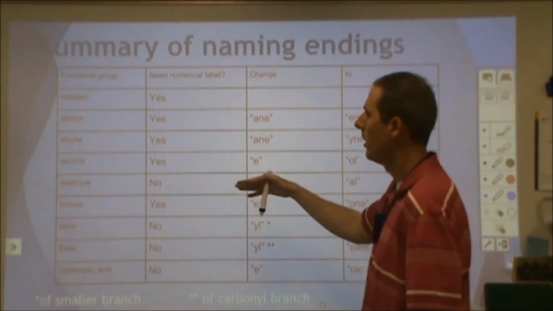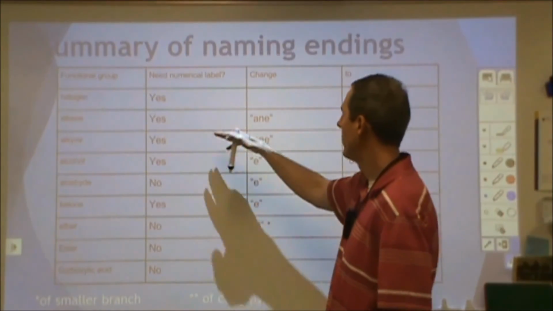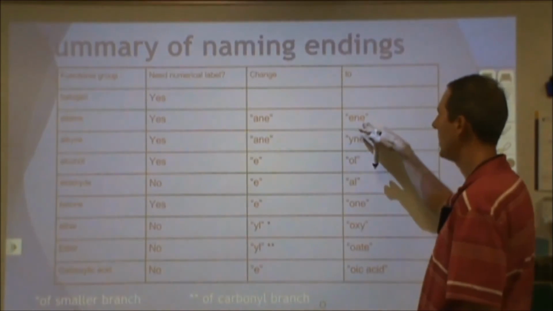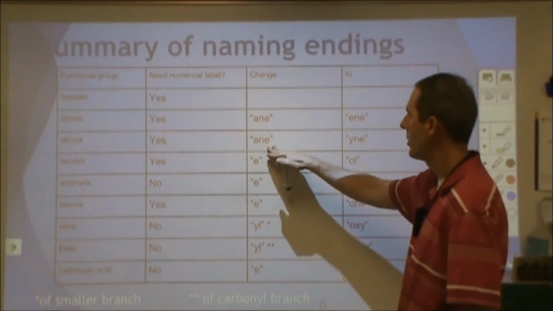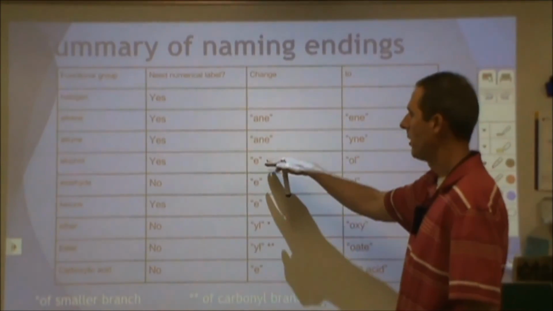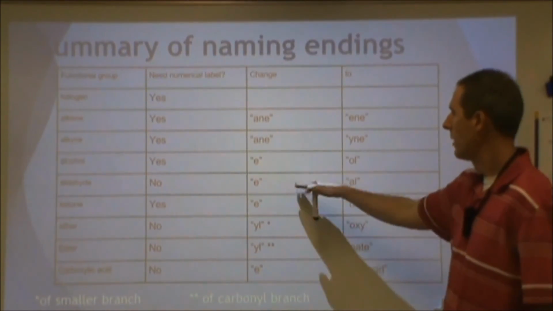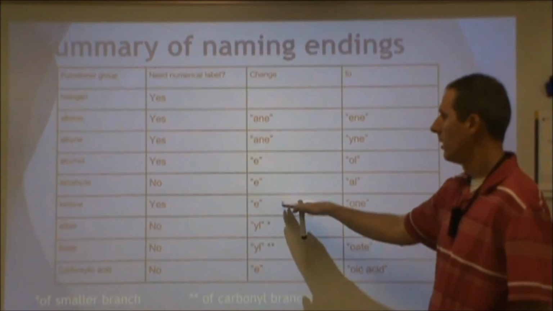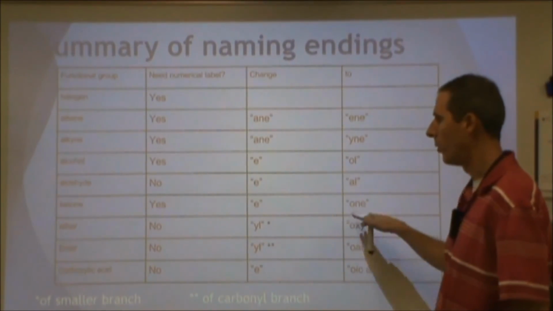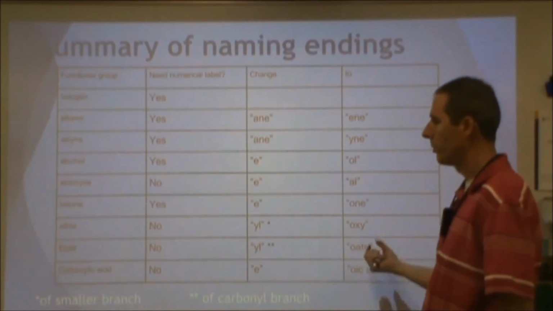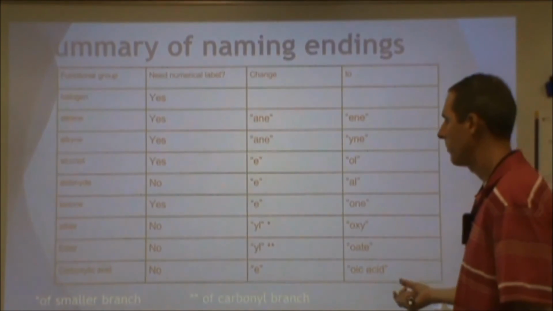For halogens, you don't. For an alkene, you need to label where the double bond is present, and change A-N-E to E-N-E. An alkyne, you change A-N-E to Y-N-E. Alcohol, you change the E, regardless of which one it is, to an OL. An aldehyde, you change the E to an AL. A ketone, the E is changed to an ONE. And the ether, you go through and do the whole methoxyethane process.